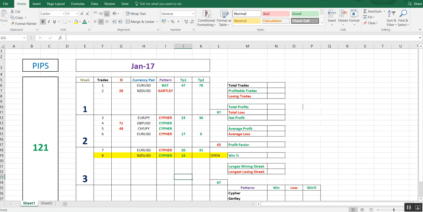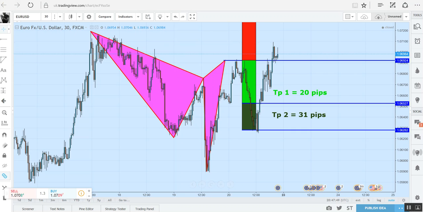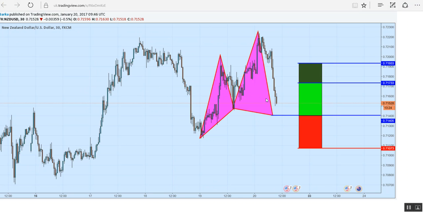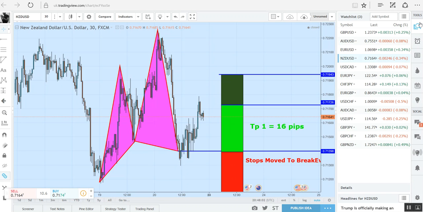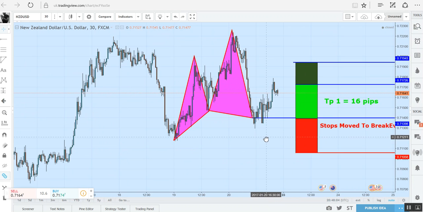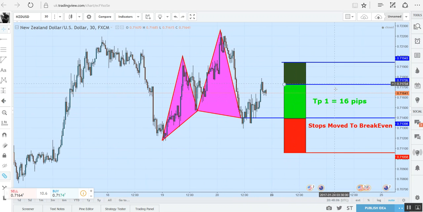So the next one was the one that I actually posted on TradingView. As you can see, we still have a position open in this one, but we've already hit our first target. We're still waiting for the second target. That's the New Zealand against the US dollar. And it's another bullish cipher pattern. Actually, that's the trade signal I sent out. And let me just bring up the trade. So as you can see, the first target has been hit already. We've already moved that stop loss to break even.